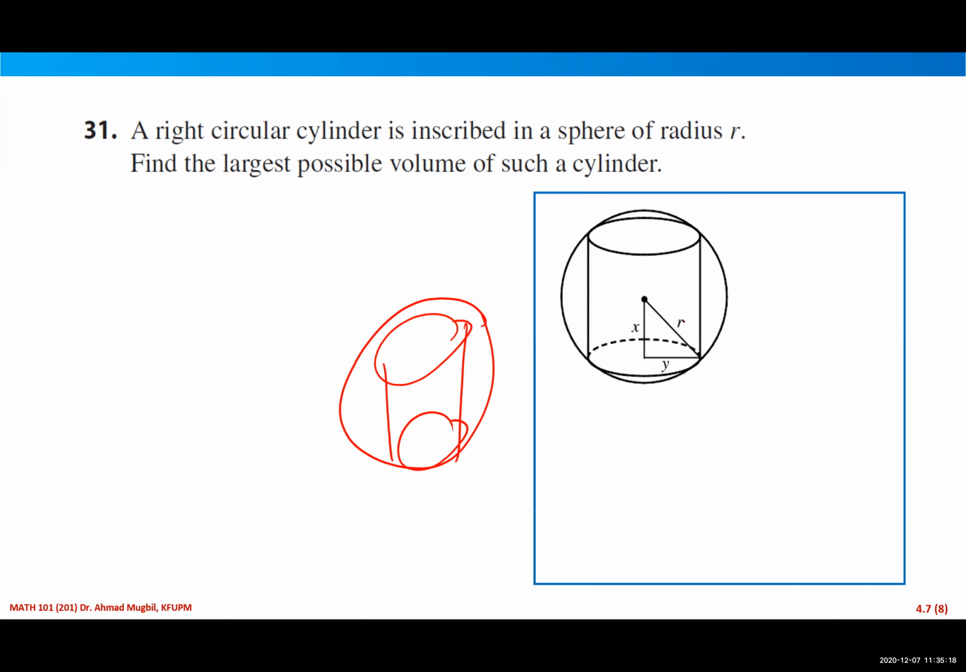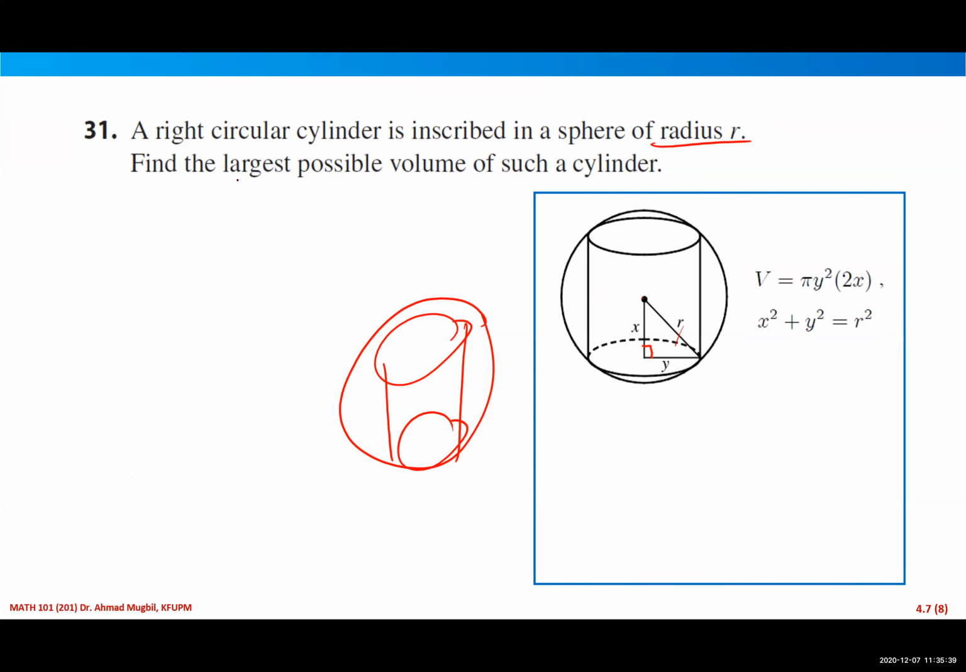And of course, the radius of the sphere here is a constant because it is given. Here it is. And of course, you will put the center of the cylinder at the center of the sphere to make it easier for you. And of course, you will make a right triangle here, and you will find the relationship between x and y and r. I put everything here for you.